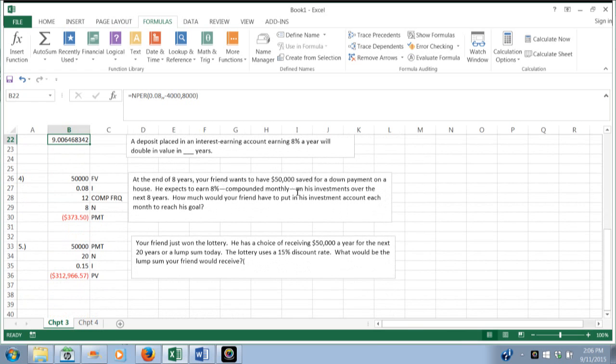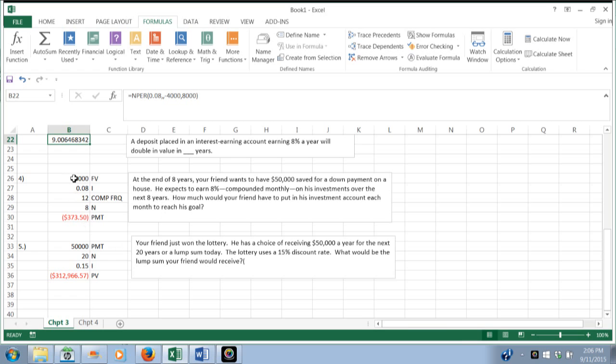At the end of 8 years, your friend wants to have $50,000 saved for a down payment on a house. He expects to earn 8% compounded monthly on his investments over the next 8 years. How much would your friend have to put into his investments account each month to reach his goal? And this is a very important concept to understand because it truly helps us.